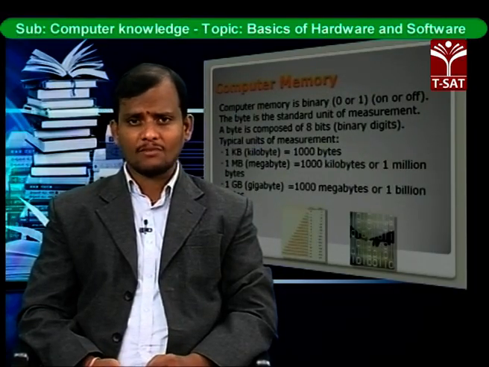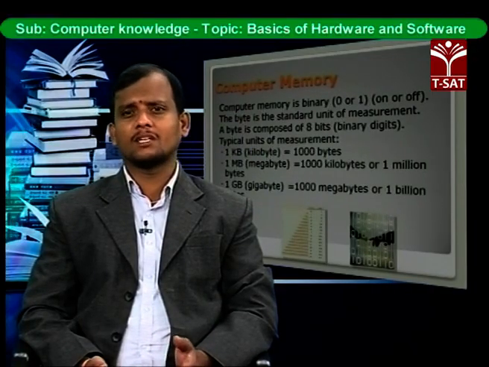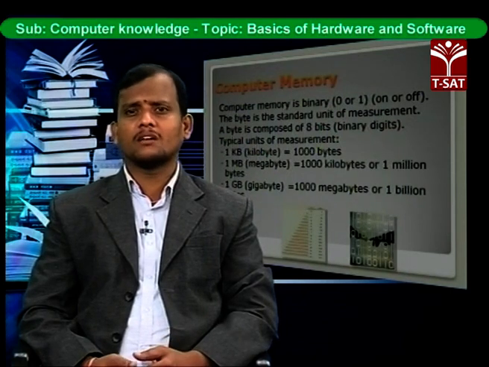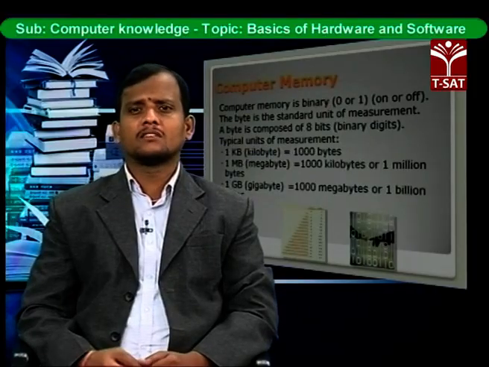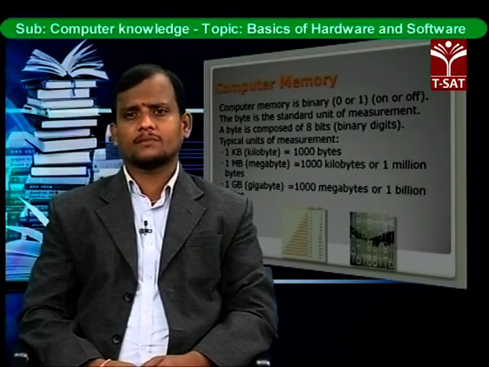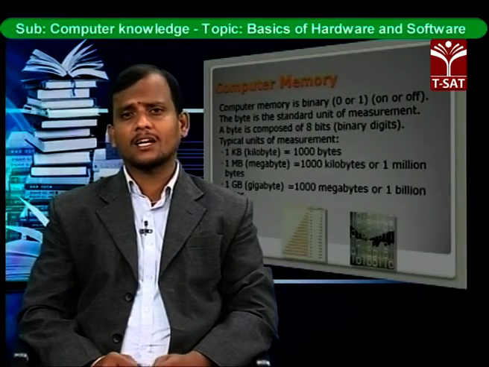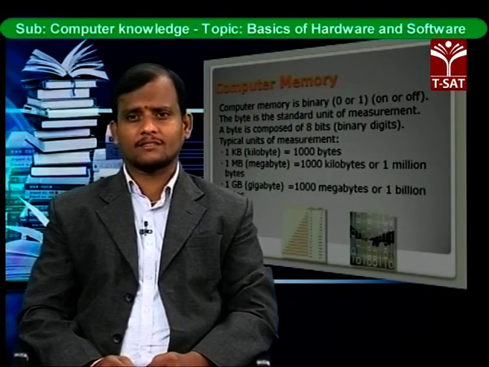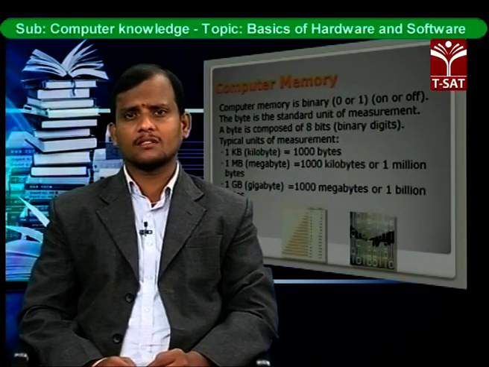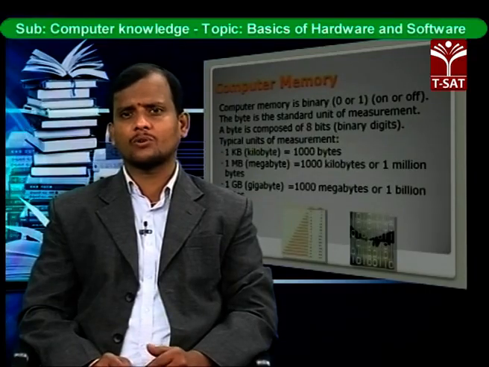Like if you look at the measurements, 1 KB could be 1000 bytes, 1 MB would be 1000 kilobytes, or 1 million bytes. 1 GB is 1000 megabytes, or 1 billion bytes, right? So in the computer, the data is stored in zeros and ones, and that is called binary digits, right? So it's a computer memory actually. In the computer memory, the data is stored in zeros and ones.